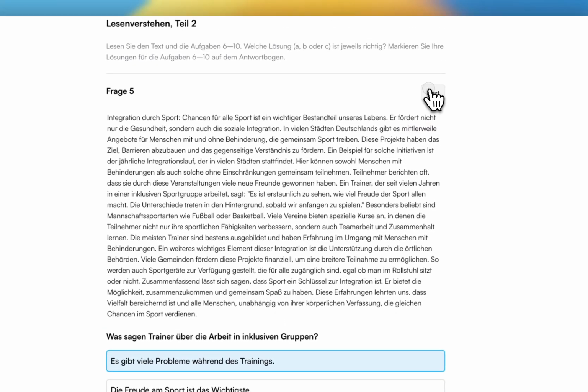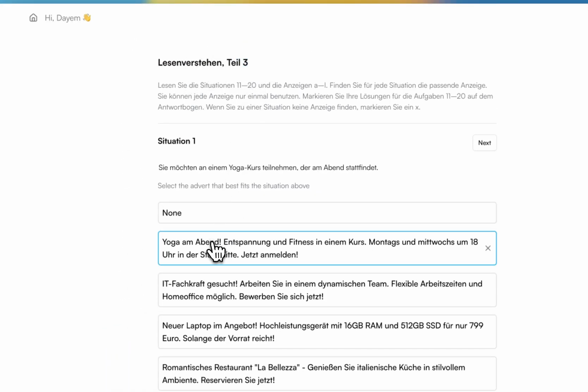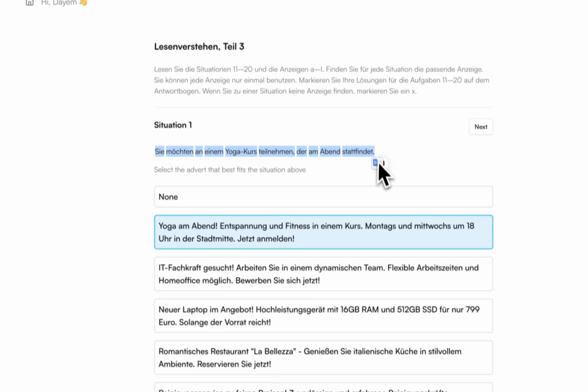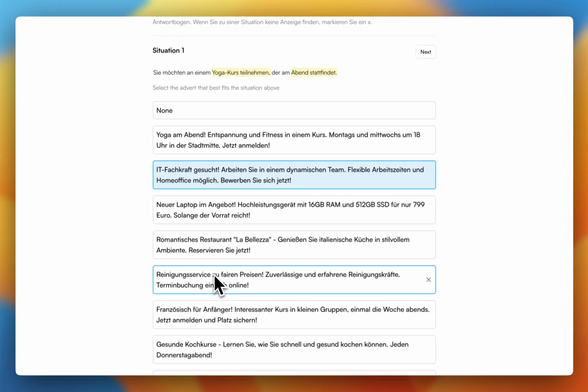So let me just finish this. Question number 5 is done. I will be taken to part 3 of the exam. Here I need to, given the situation, pick the best ad word from a newspaper. Let's say the ad looks like an ad from a newspaper.